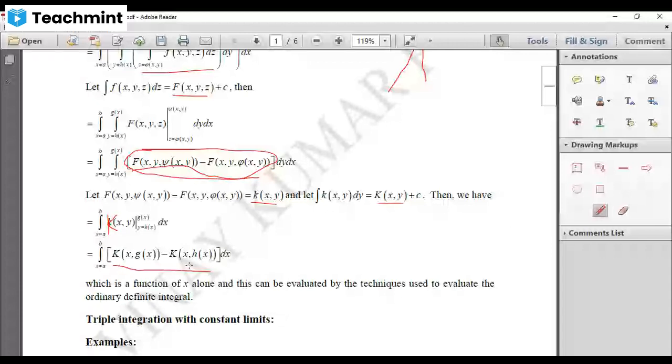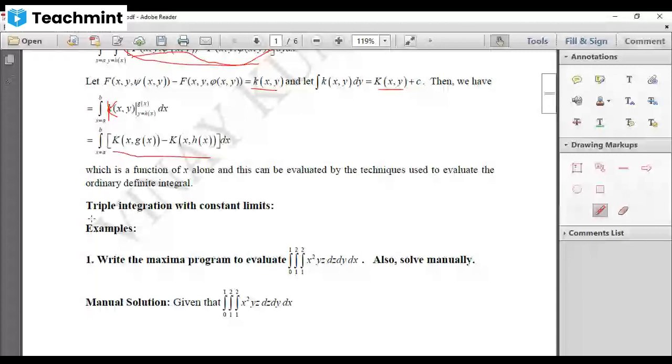So you can integrate this very easily by ordinary definite integral techniques, because this is an ordinary definite integral, and you will get the volume. So this is how you have to evaluate the triple integral. Let us see some examples.